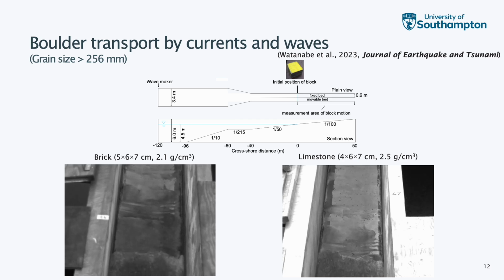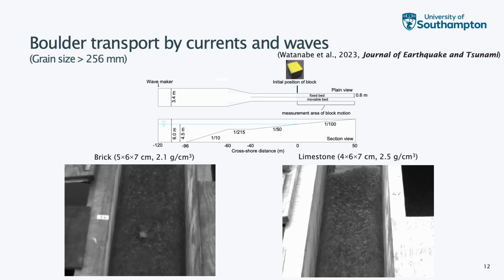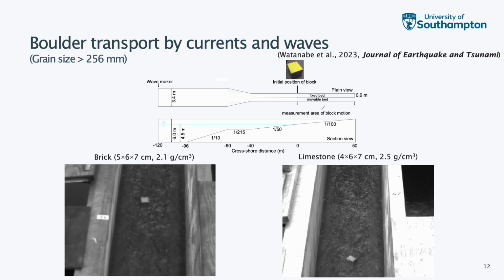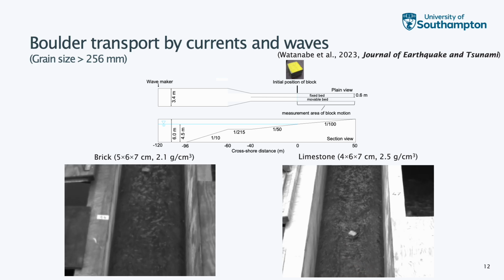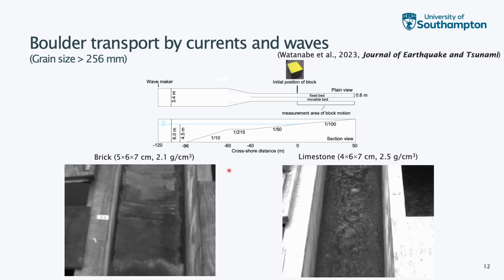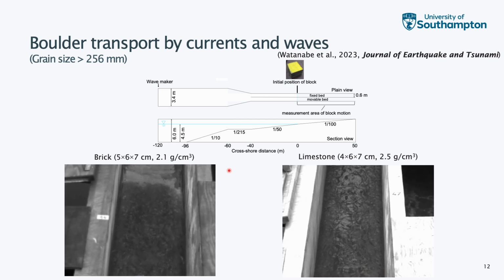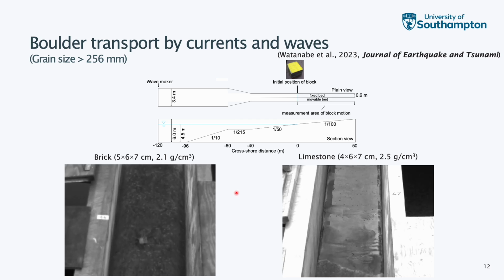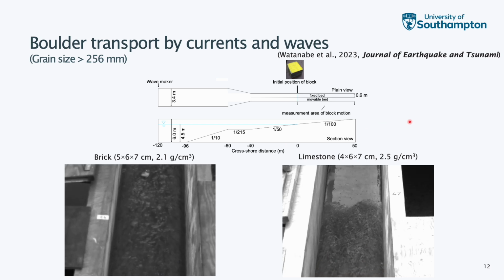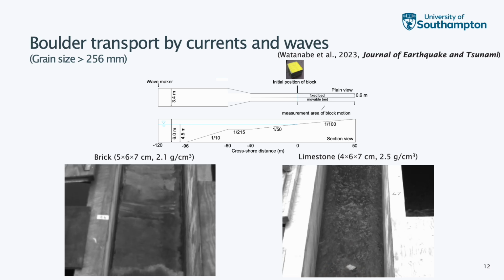Next, I would like to explain about boulder transport by current and waves. When you predict boulder transport by a tsunami, the prediction of boulder transport mode is important. For example, when boulder density is low and boulder velocity is high, the boulder is transported as rolling or saltation, meaning that friction force acting on the boulder surface is low. But when boulder density is high and boulder velocity is low, the boulder is transported as sliding, meaning that friction force acting on the boulder is high.